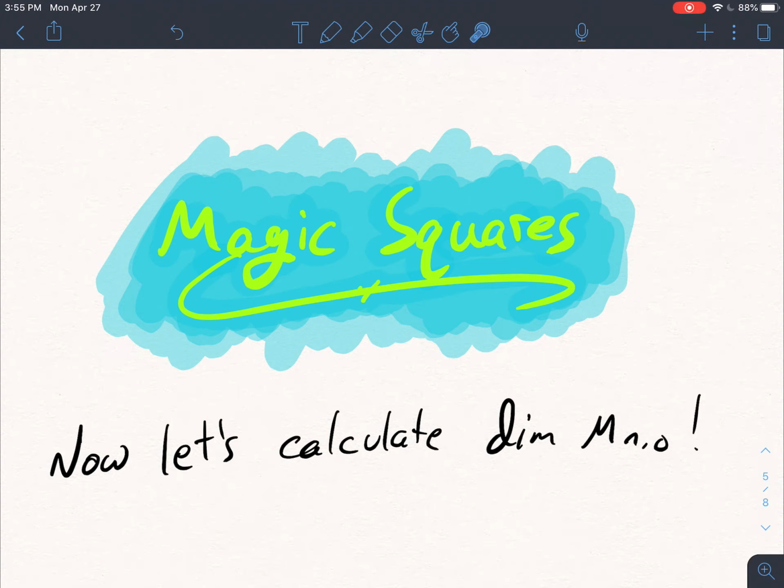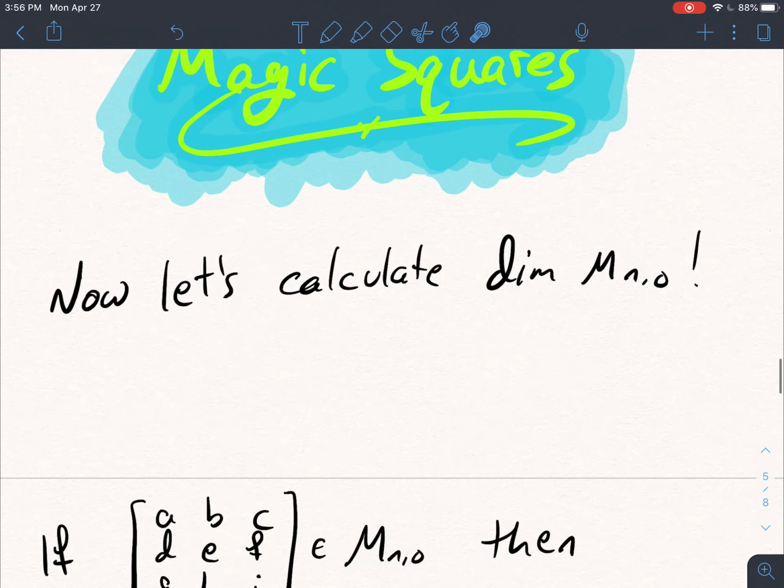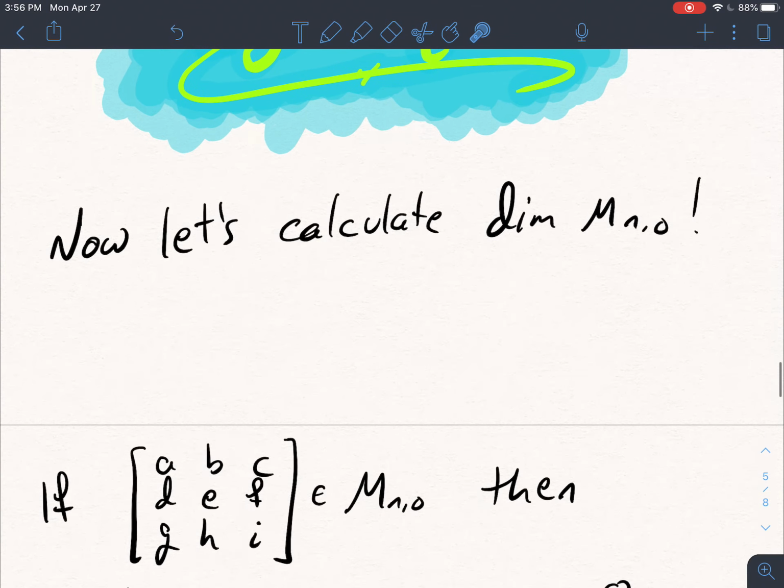We now have a formula for the dimension of m sub n in terms of the dimension of m sub n0. And as it turns out, calculating the dimension of m sub n0 is easier than calculating the dimension of m sub n. So that's the goal for this video: to calculate the dimension of m sub n0. Okay, so why would this be any easier?